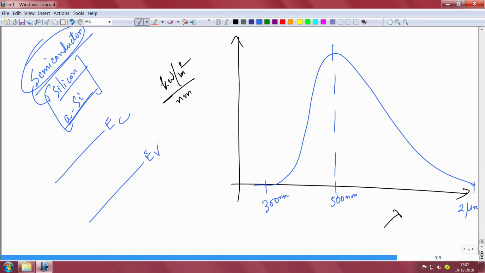Okay, and suppose this energy is Eg. The wavelength of light that will be absorbed is hc by Eg. This is the wavelength of light that will be absorbed, and a photon whose energy is more than this also will be absorbed, but may not be very efficient in giving the electricity out of that.